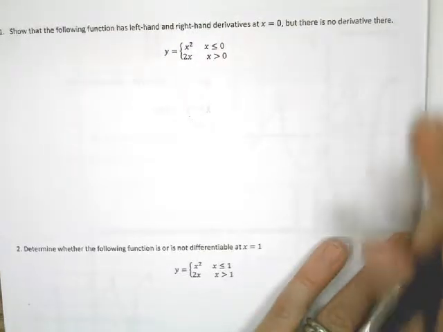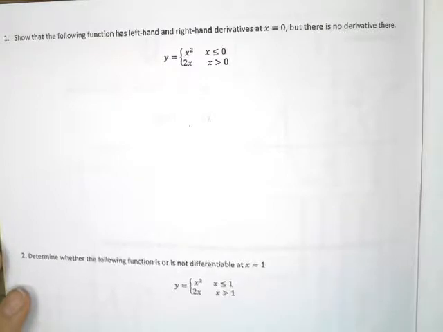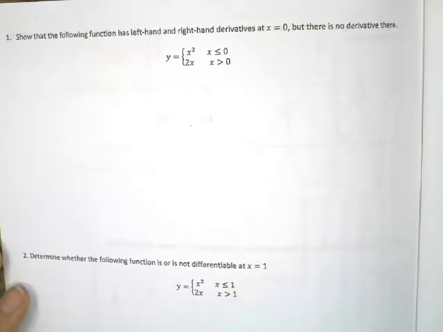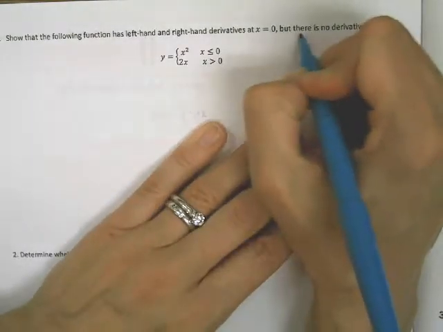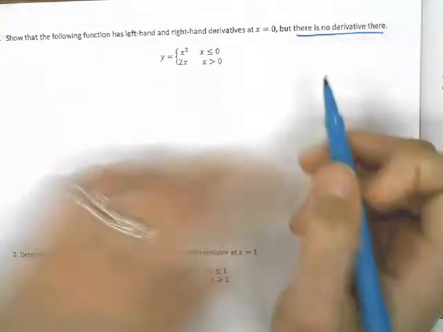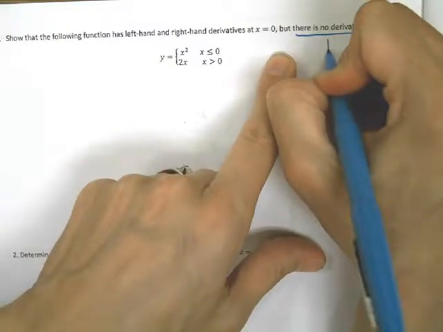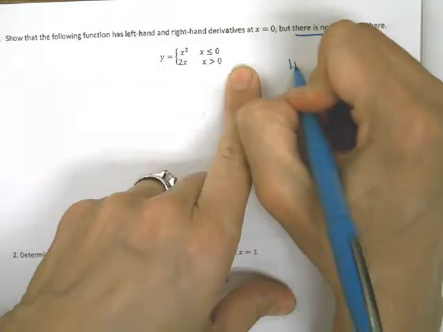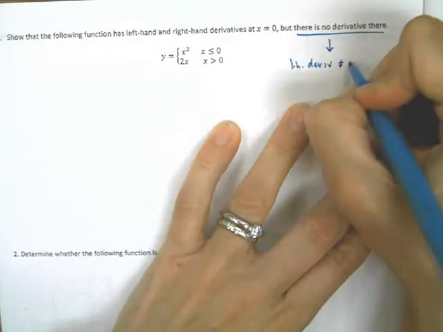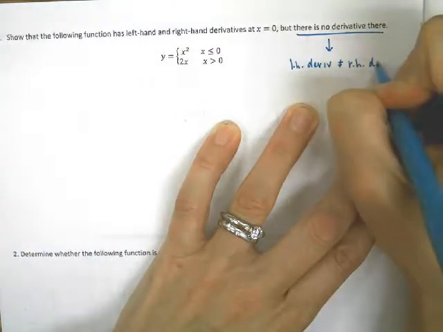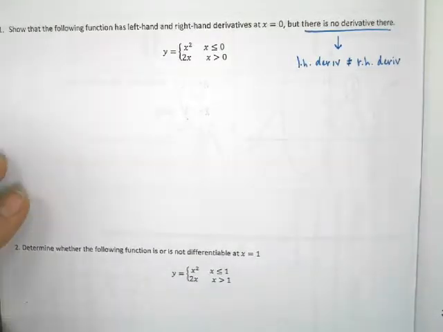So for number 1, it says show that the following function has left-hand and right-hand derivatives at x equals 0, but that there is no derivative there. Now remember, if it has left-hand and right-hand derivatives, but there's no derivative defined there, it means that the left-hand derivative is not equal to the right-hand derivative. So we're going to see if we can show that that is the case.